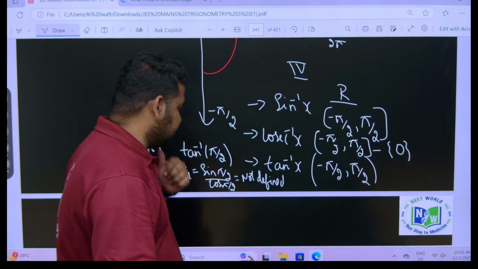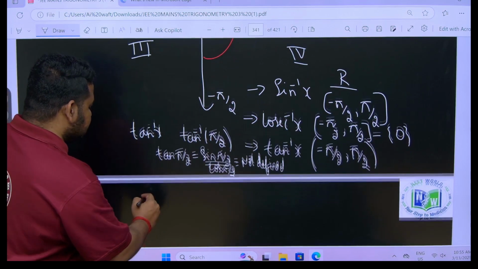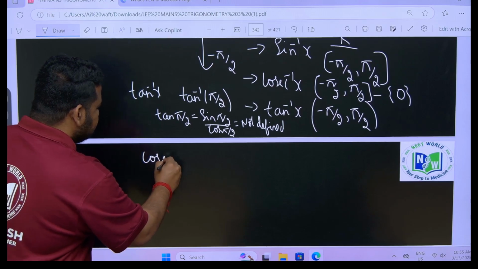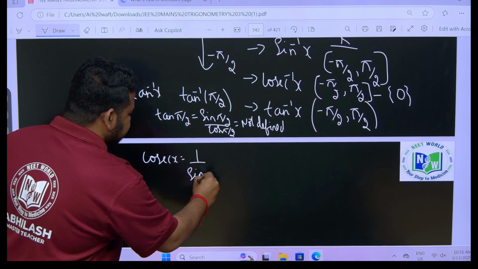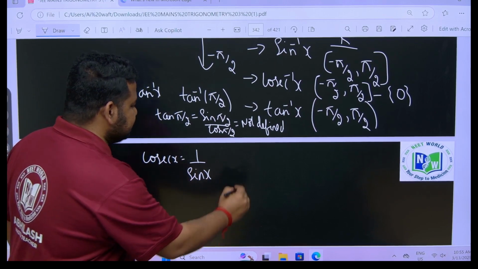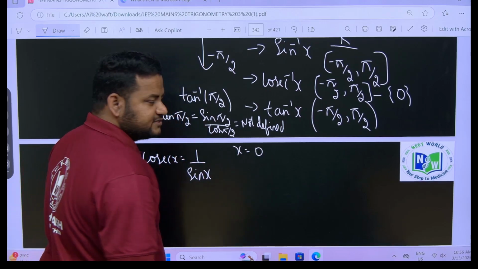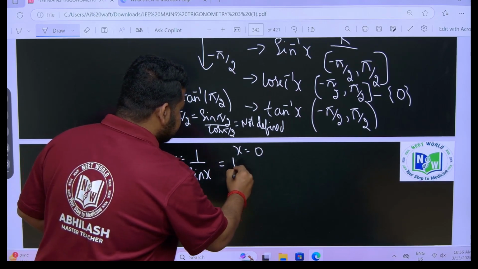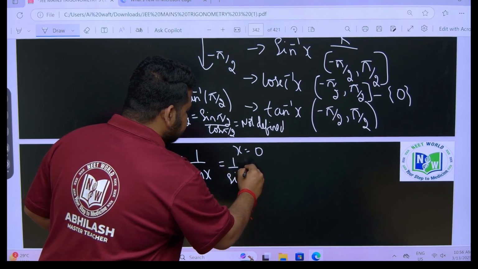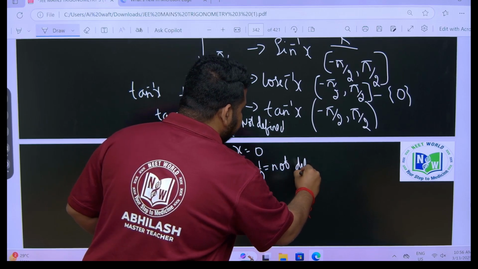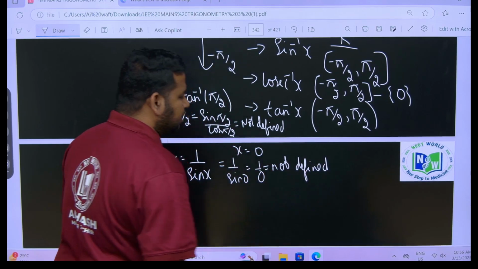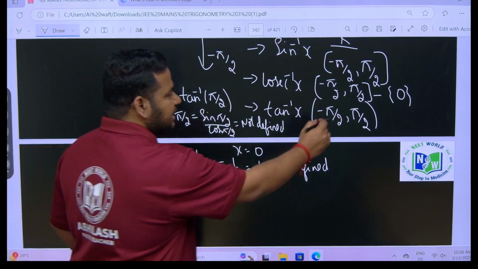Why is my question. See here, cosec x is nothing but 1 by sin x. If we take x is equal to 0, what will happen? It will become 1 by sin 0. 1 by sin 0 is what? 1 by 0, this will become not defined. That's why you should eliminate 0.